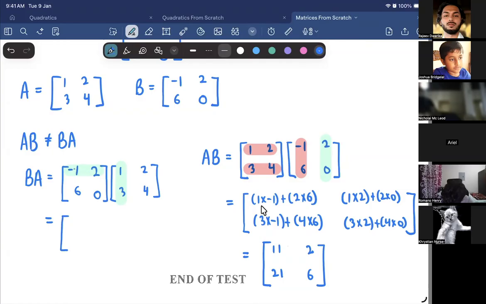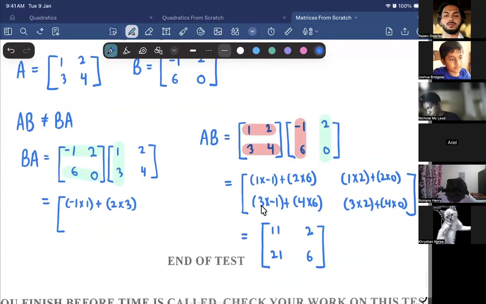You have to times negative 1 by 1. So the first, negative 1 by 1, and then plus 2 by 2 times 3. Right. So you're done with the first row. We're going to move on now to the second row. All right, so what's that going to be? So then 6 times 1 plus 0 times 3.